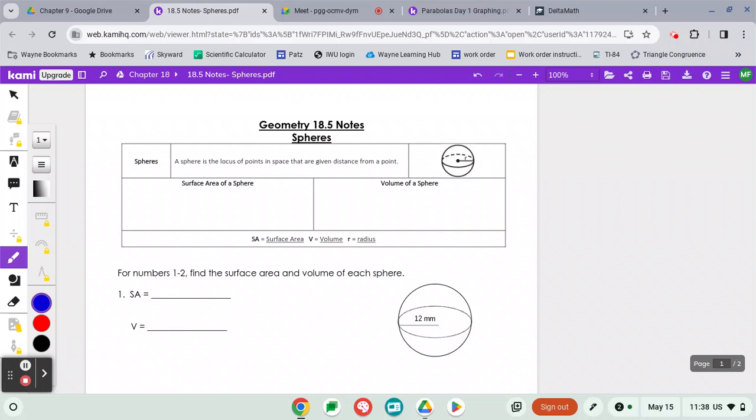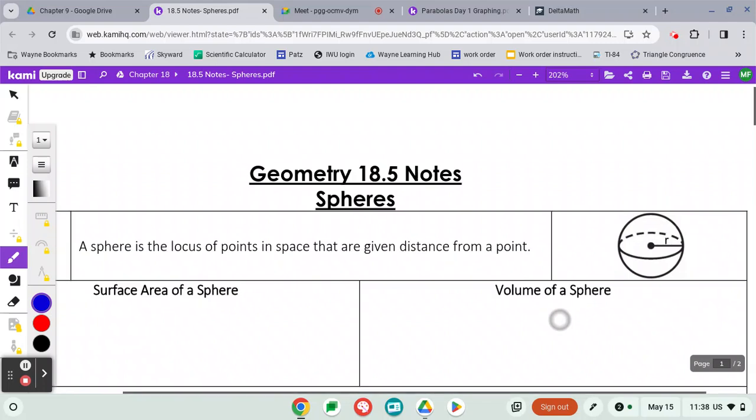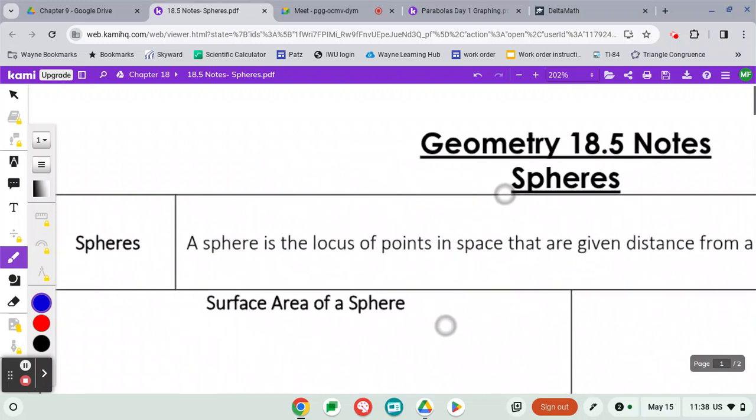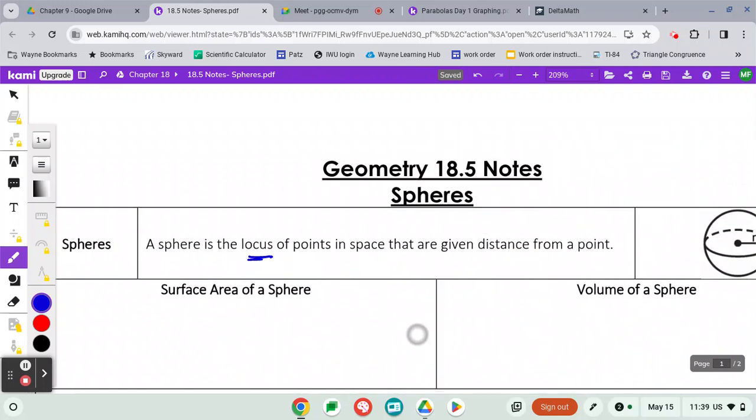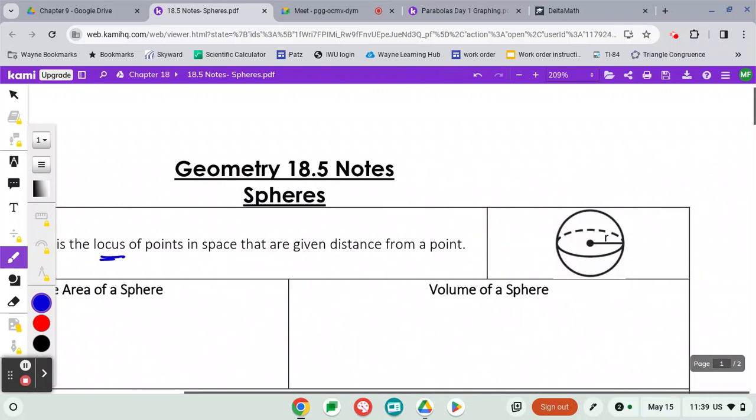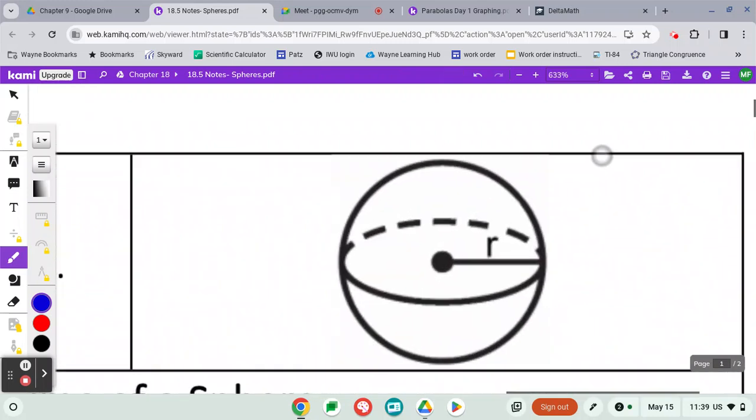Well, then let's talk about our sphere. So, a sphere is essentially a 3D version of what shape? A circle. Okay. Now, it says a sphere is a locus. What does that mean? Collection. Locus is a fancy word that just means collection of points in space that are a given distance from a point. Okay, what do you think we call this point right here? Center or middle, right? That's just like on a circle.